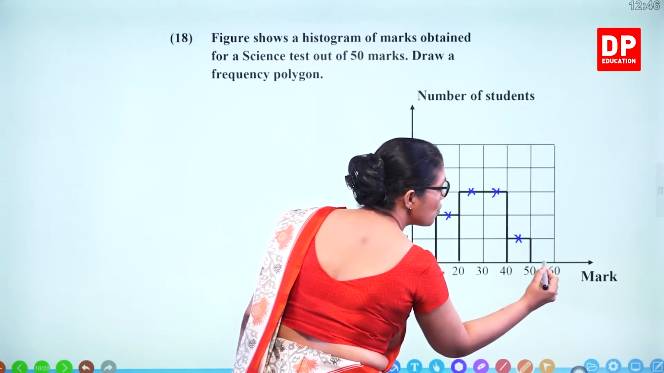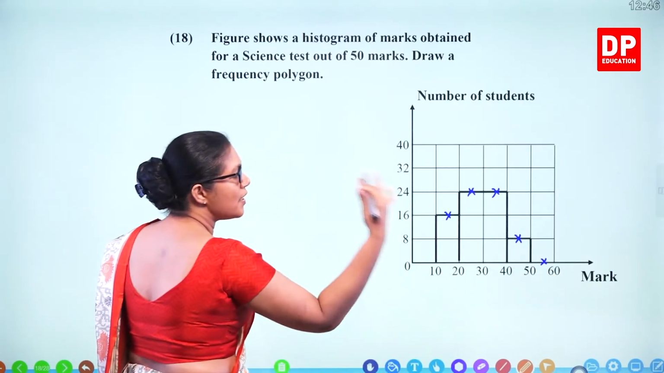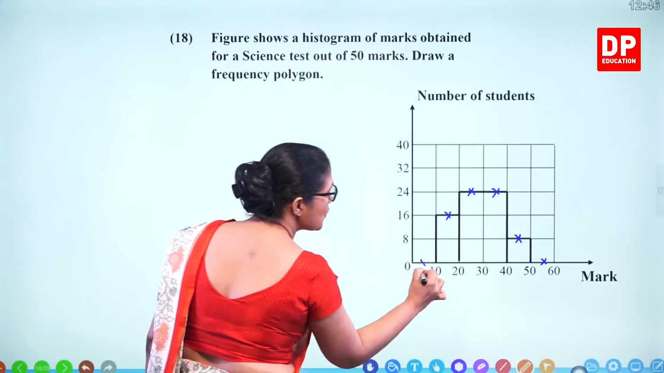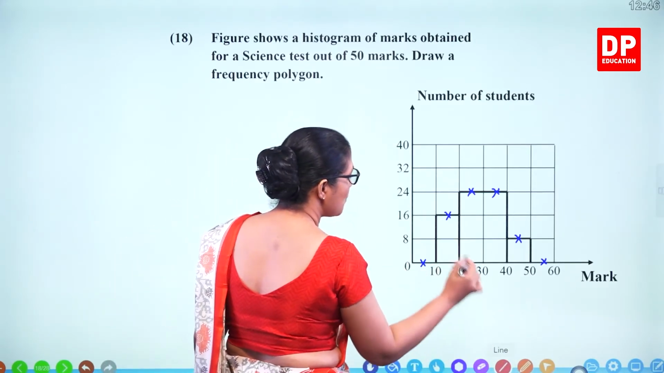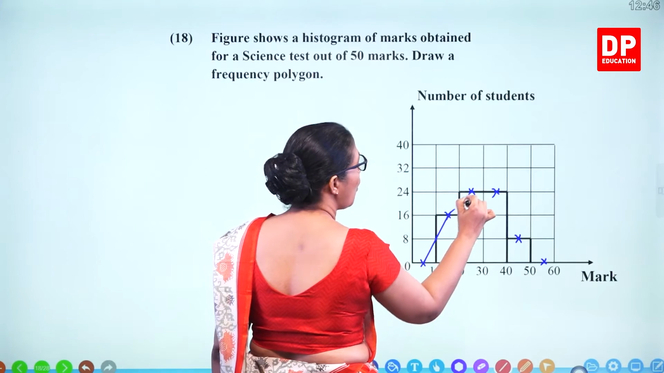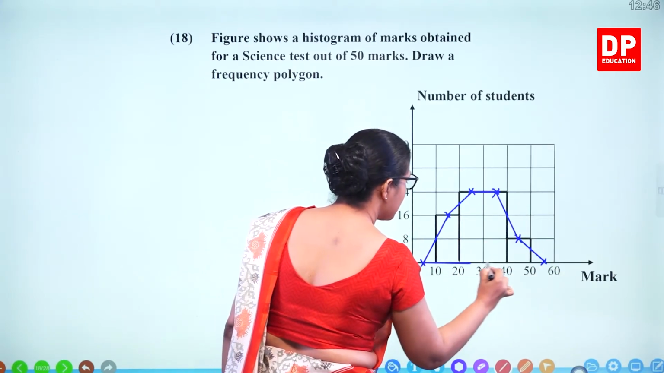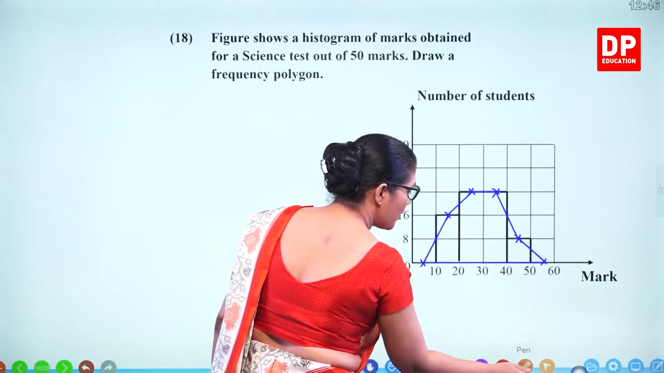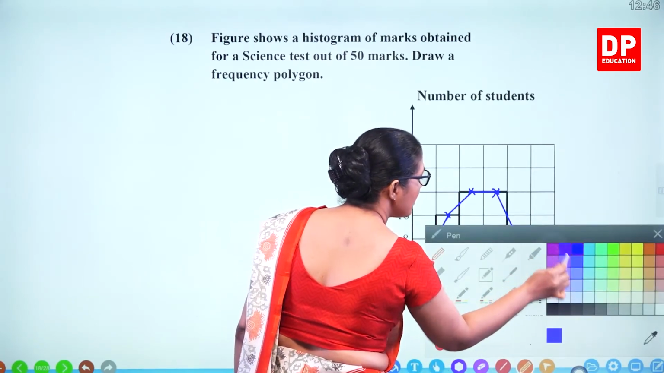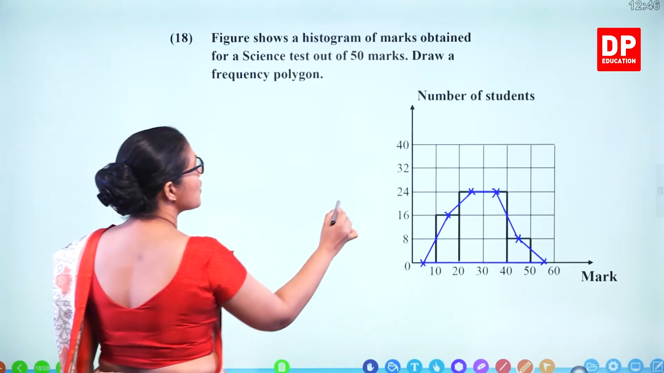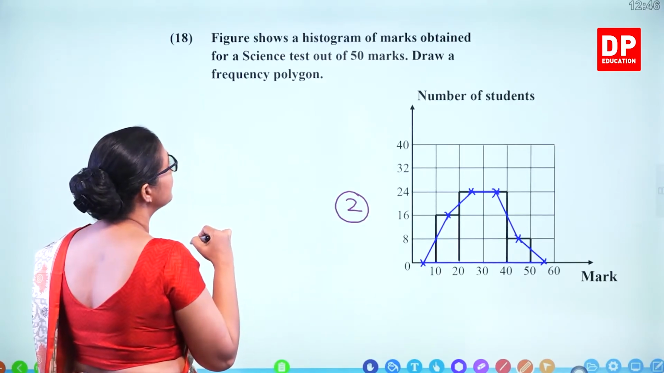And here you have to take the midpoint of the interval after and the previous one. Now you can connect all the midpoints with the ruler and you can connect this one to complete the frequency polygon. So you get 2 marks for completing it.